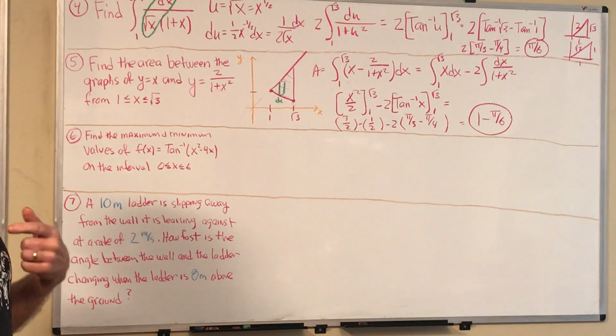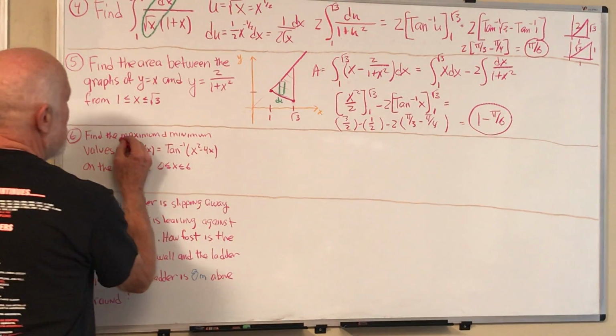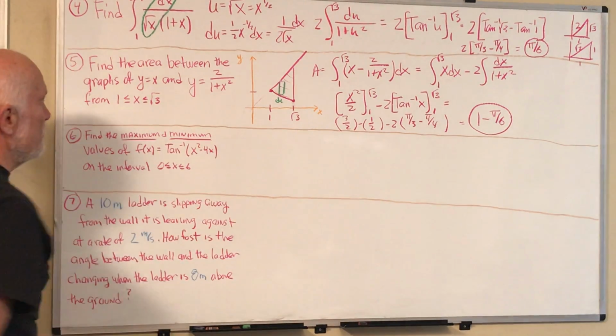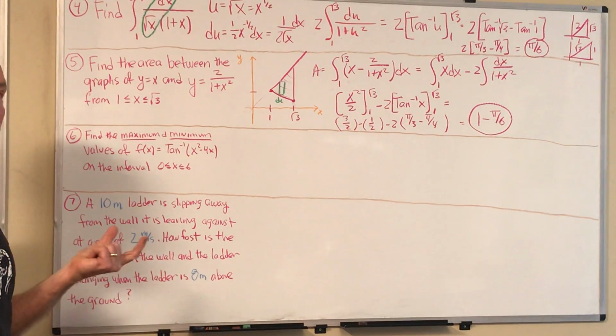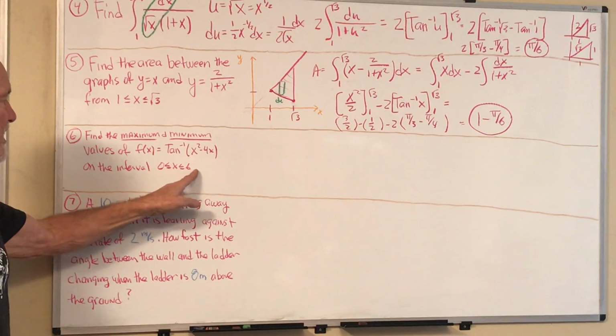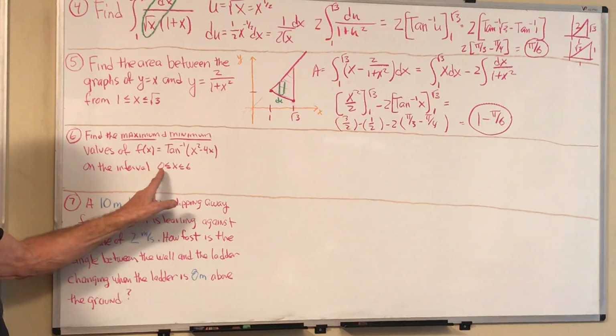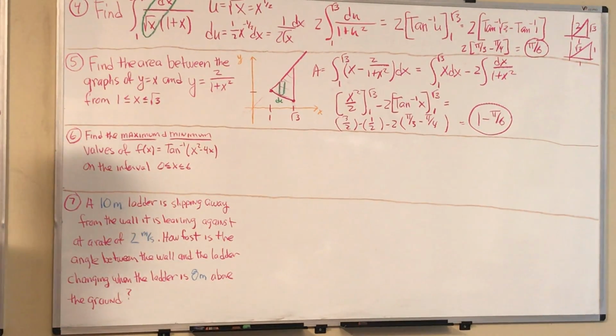Well, what's another important thing we've done this year? Find the max and min. When they don't say local or relative, they mean absolute max and absolute min. So how do we find them? We know they're either going to be at critical values or at endpoints. And we've got 2 endpoints. Our domain is from 0 to 6 for x.